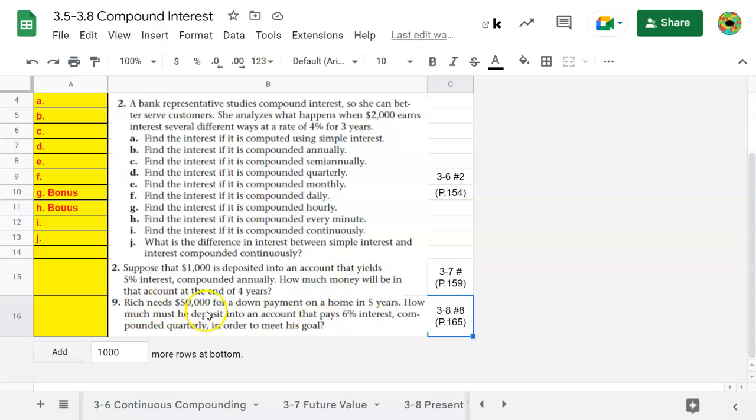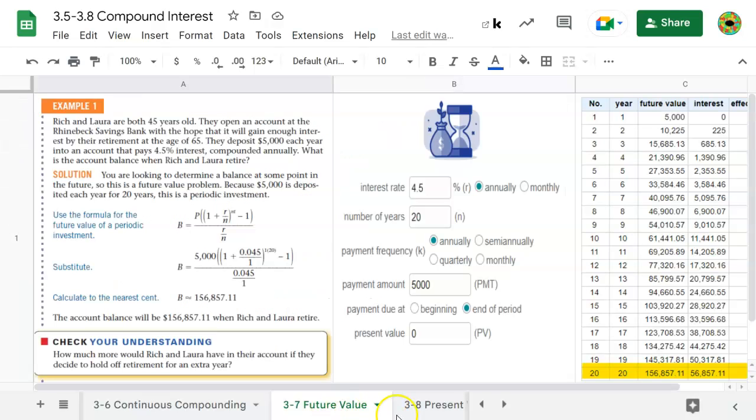The last question is, you want to have a certain amount of money. Rich needs $50,000 for a down payment in 5 years. How much must he deposit if he has 6% interest compounded quarterly to make sure that happens? So this is figuring out, what does that principal need to be? If I need to have $50,000 because that's the minimum for a down payment, how much do I need to start off with if I know I'm getting 6%? So those are the other two questions. That's what this future value is right here.